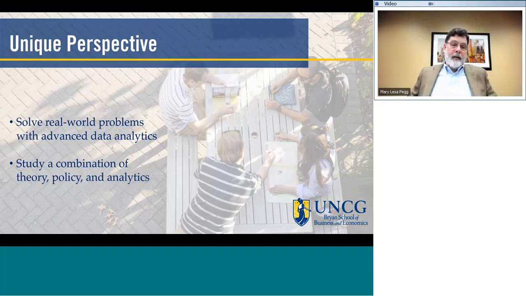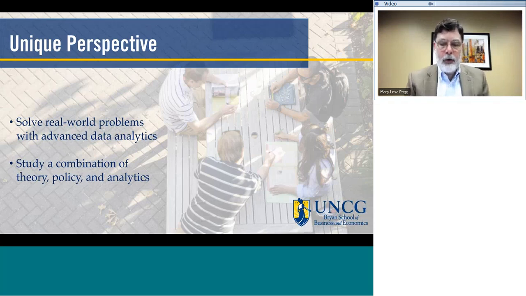In terms of the perspective, the basic notion is we're interested in giving you real-world problems and advanced data analytics skills so that you can make your way through the world and do both profitable work in terms of salary and career advancement, but also interesting work as you move into a career. And the way we do that is by a unique combination of theory, policy, and analytics. To be sure, there are lots of master's programs that deal with data analytics out in the academic marketplace. But many of them focus solely on that. And our experience is that that's not enough.